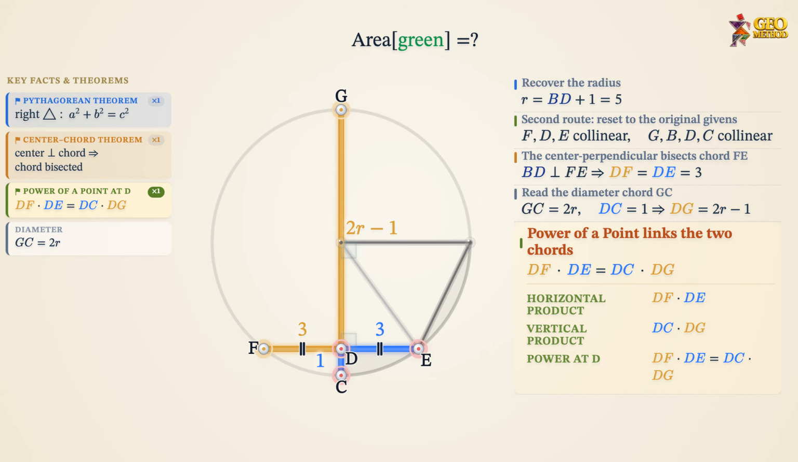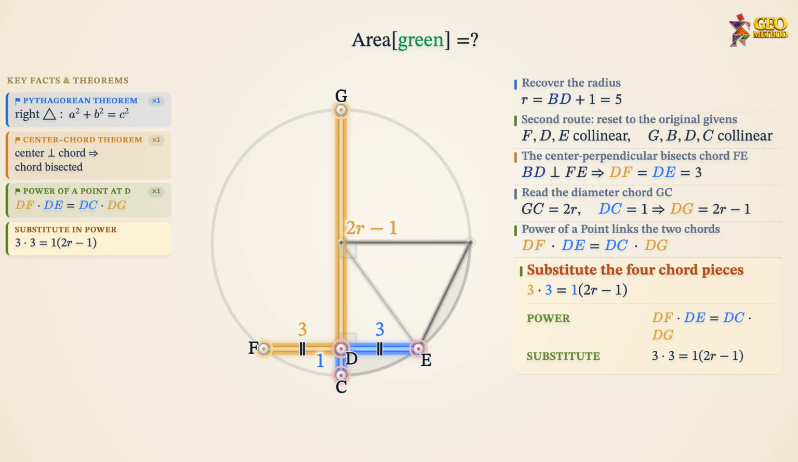Power of a point at D says that the products of the two chord pieces are equal. Watch segment DF and segment DE flash together first, then segment DC and segment DG flash together. Therefore, segment DF times segment DE equals segment DC times segment DG. This is the theorem that makes the alternate route possible.